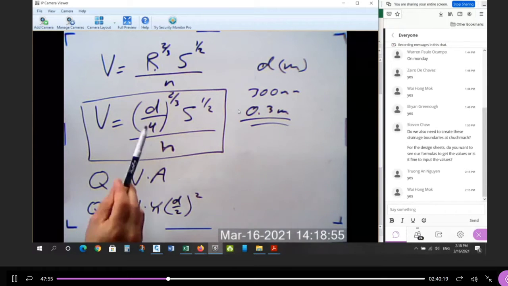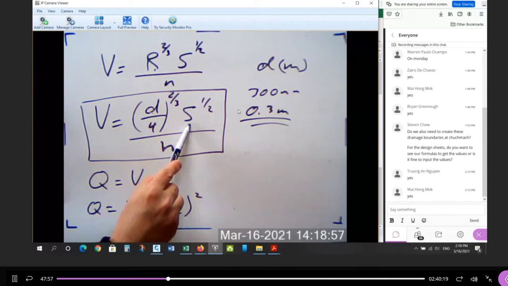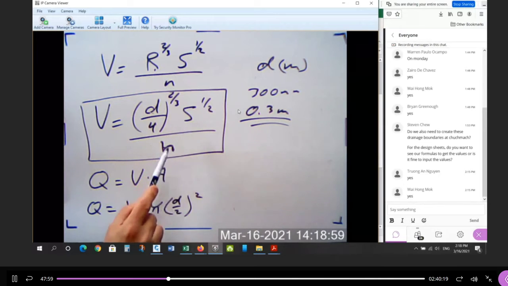Okay, so on the spreadsheet, we're going to put the diameter of the pipe and the slope of the pipe. And then the roughness coefficient is always the same, so it's just a constant, right? And then we can program Q to be this answer times the area of the pipe, which is the circular area. So that's how we calculate V and Q. So if we go to my spreadsheet, you'll see this calculation.